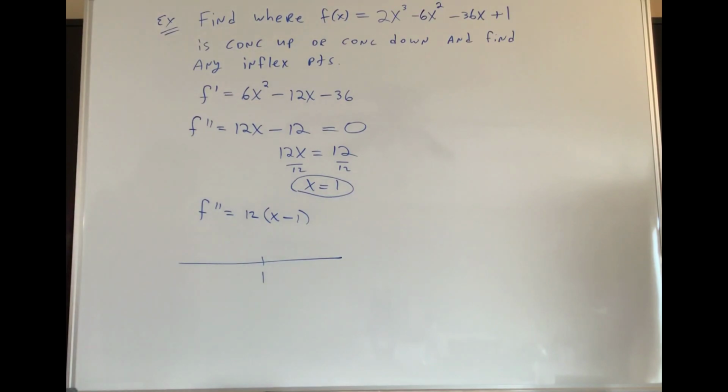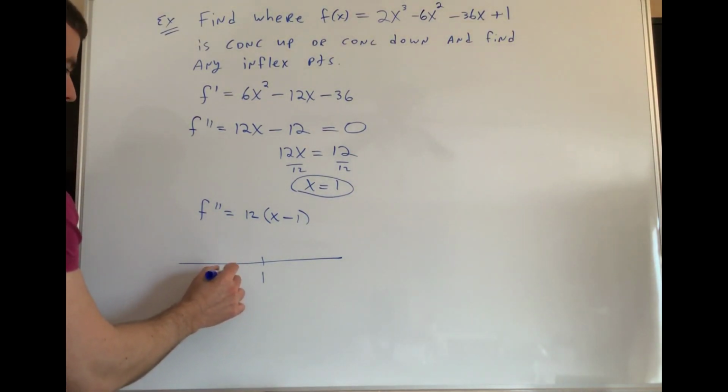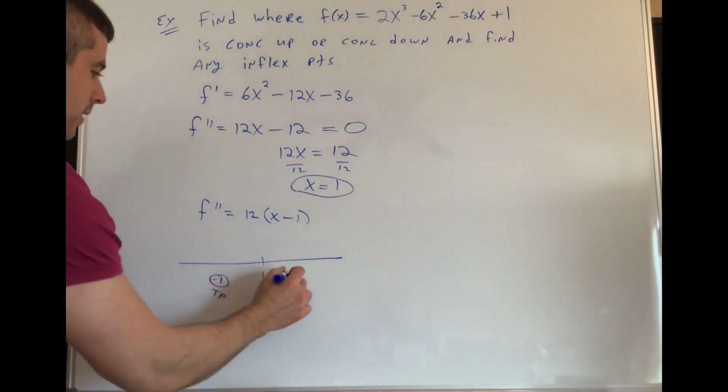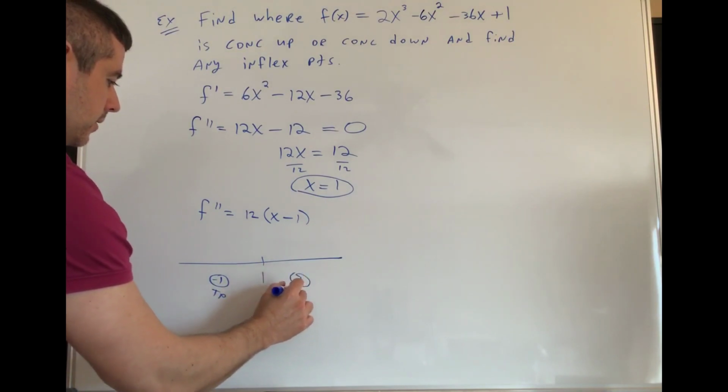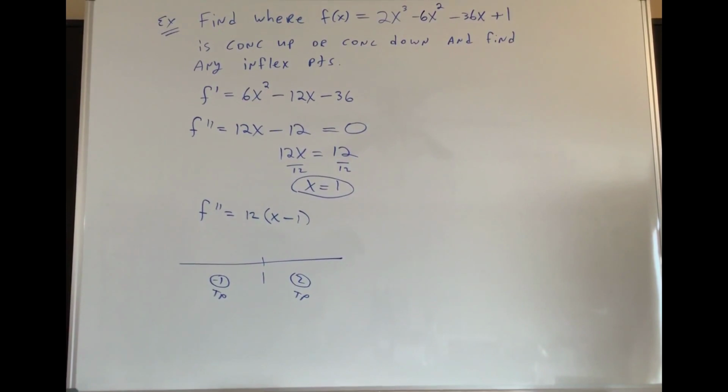There's my possible inflection point. Now I'm going to pick test points. I could pick 0 here, but I'll pick -1, and over here I'll pick 2. These are my test points. Now I'm going to plug them in and check my signs.